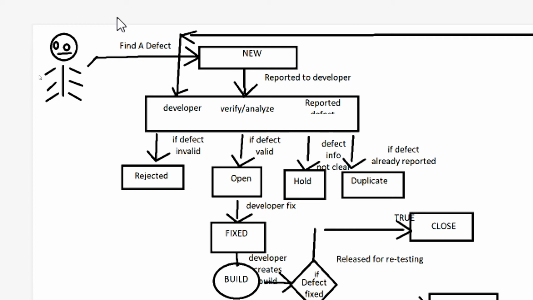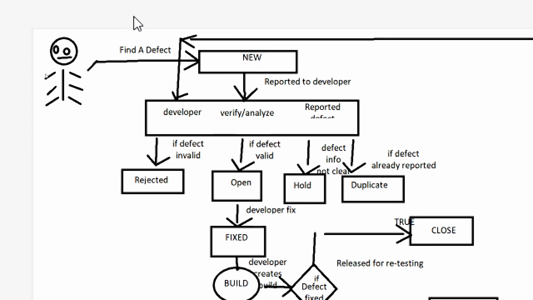The first step is, as a tester, if we find any defect, we raise it inside Jira, ALM, or Bugzilla. When you raise it for the first time, the status will be in the new state. Once we make it new, we report the defect to the developer.